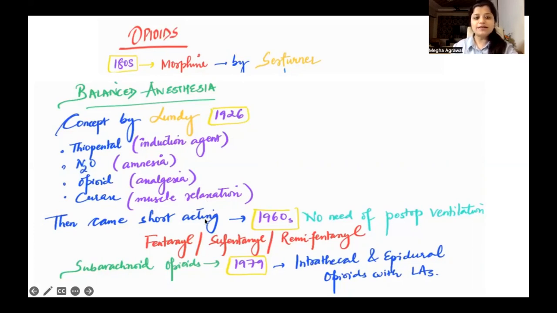Then came the short-acting opioids in the 1960s, so that there is no need for post-operative ventilation, which we use now also, like fentanyl, sufentanil, and remifentanil. Subarachnoid opioids were used in 1979.